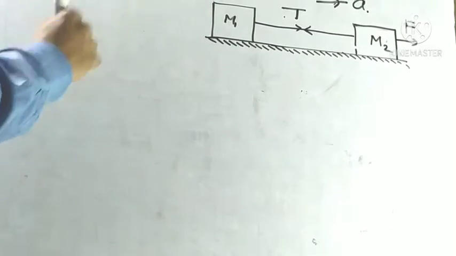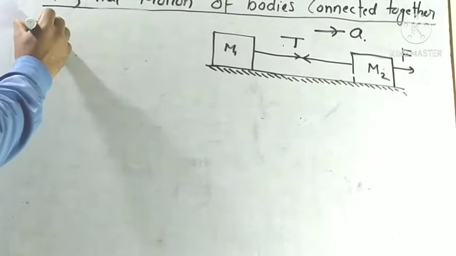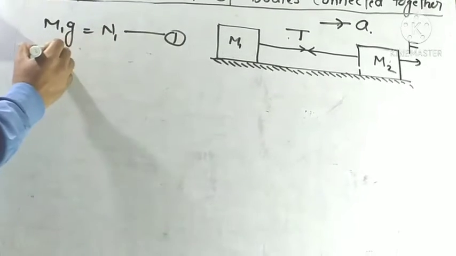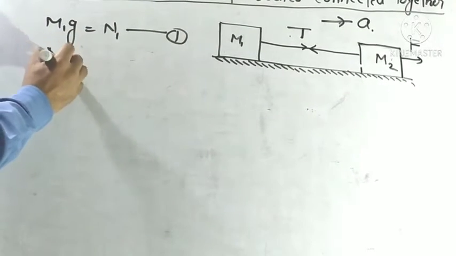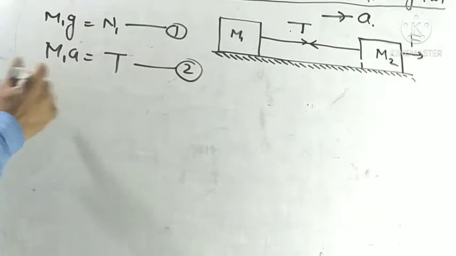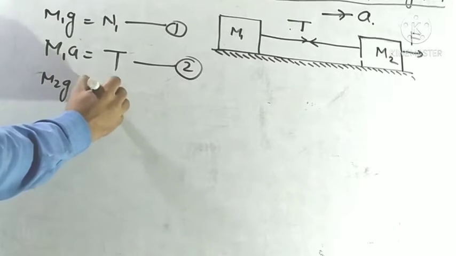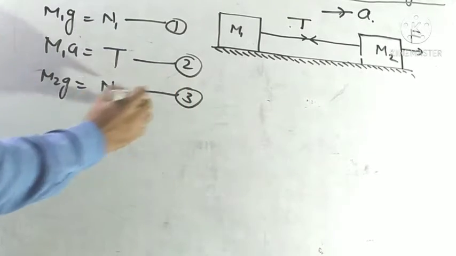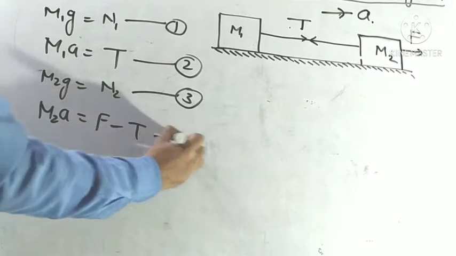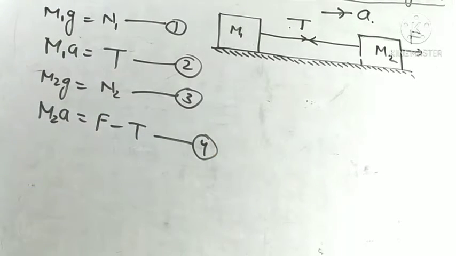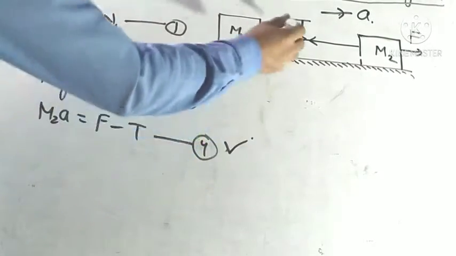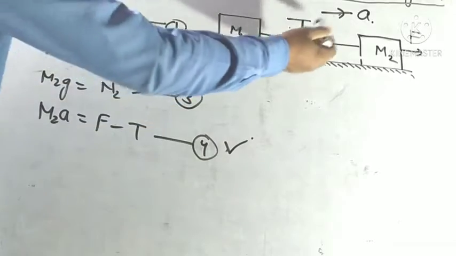Firstly, we write all equations here. m1g is equal to n1, equation number 1, and m1a is equal to T, equation number 2. m2g is equal to n2, equation number 3, and m2a is equal to F minus T, equation number 4. We have 4 equations, but we use only two of them to solve our problem, because we have to find the values of T and a.